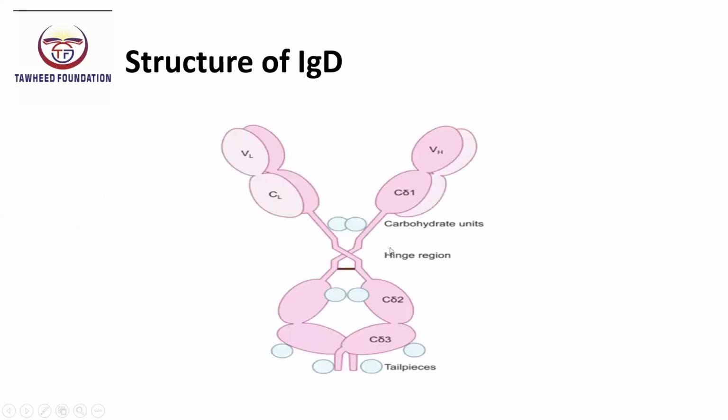This is the structure of IgD. It has a very low serum concentration. It is found mainly on the surface of immature B cells as the BCR. It helps initiate B cell activation. Its exact physiological role is still under study.